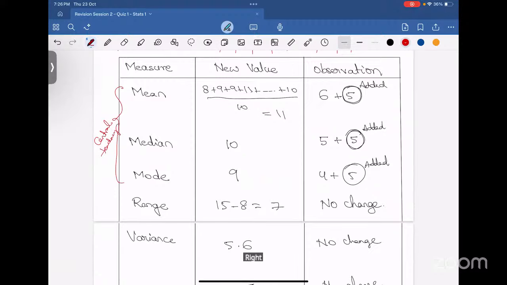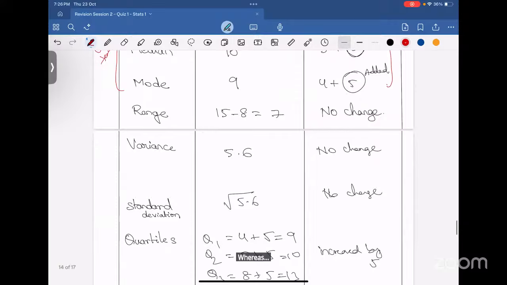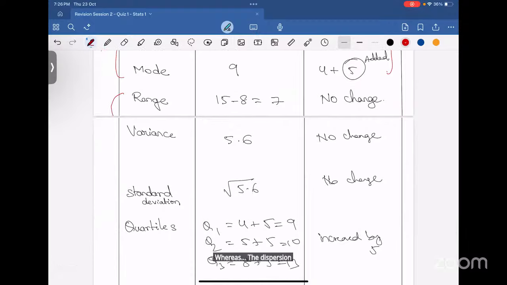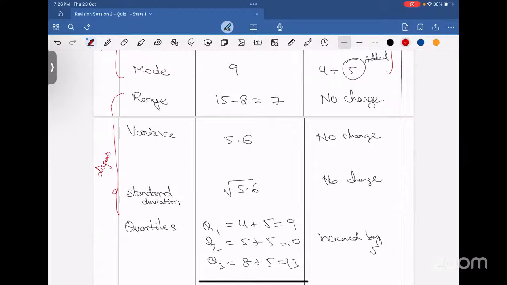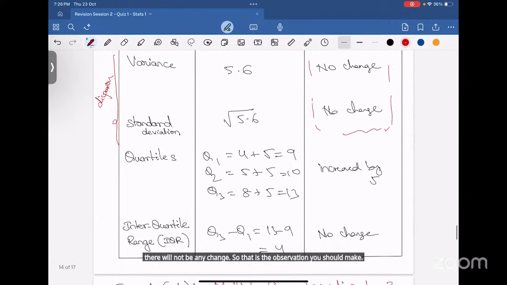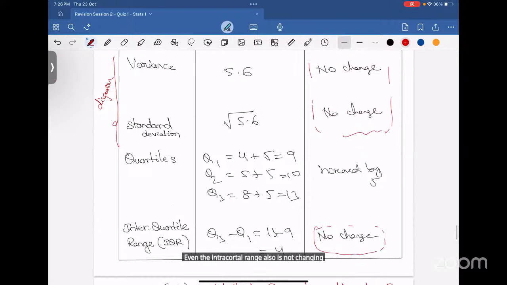Right? So the center or middle value has been changed. Whereas the dispersion measures, all these are dispersion measures, right? Or the spread. So when it comes to the spread, by adding a value, there will not be any change. So that is the observation you should make. Even the interquartile range is not changing.